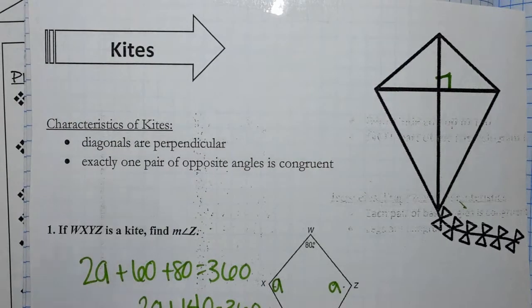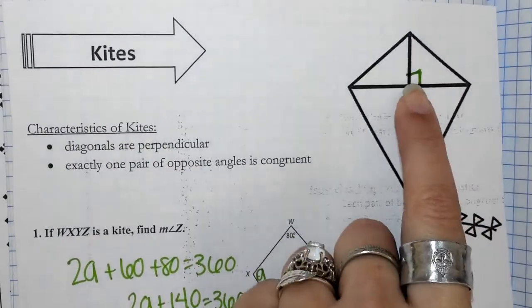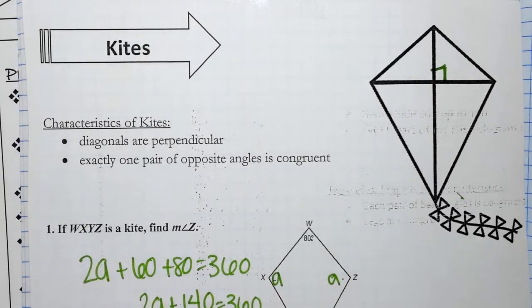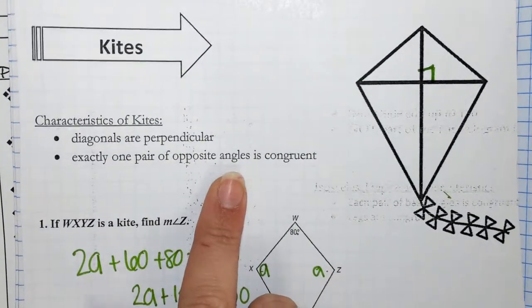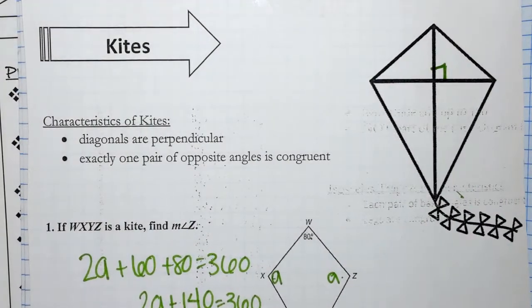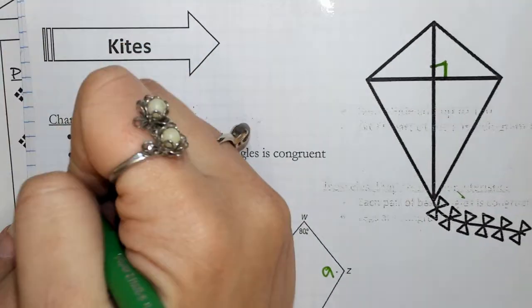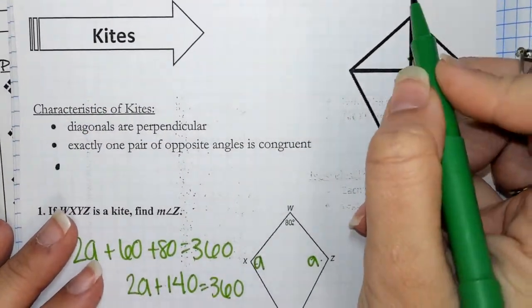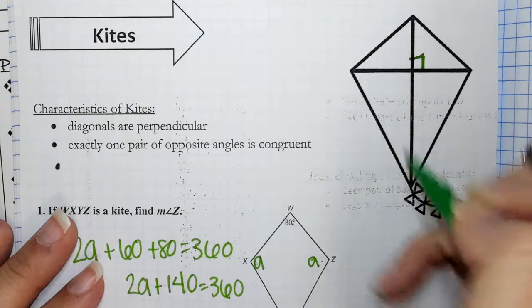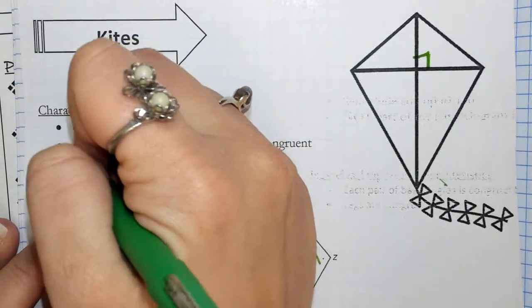So on kites, remember the diagonals are perpendicular. So that means that these two intersect at a what? A 90-degree angle. And exactly one pair of opposite angles is congruent. And there is another thing. Your top two sides are congruent and your bottom two sides are congruent.